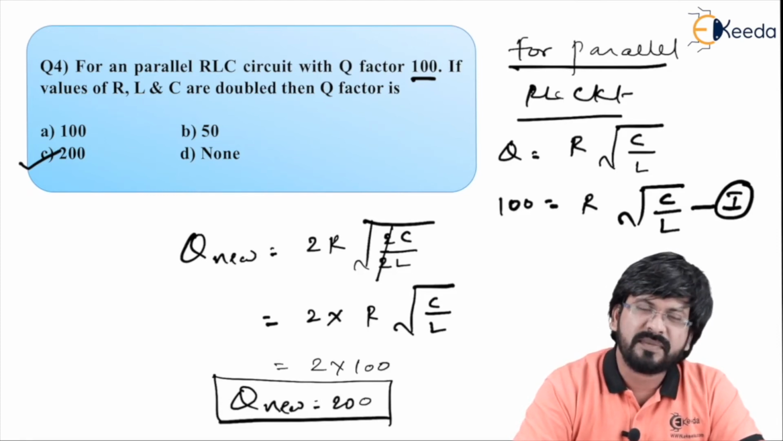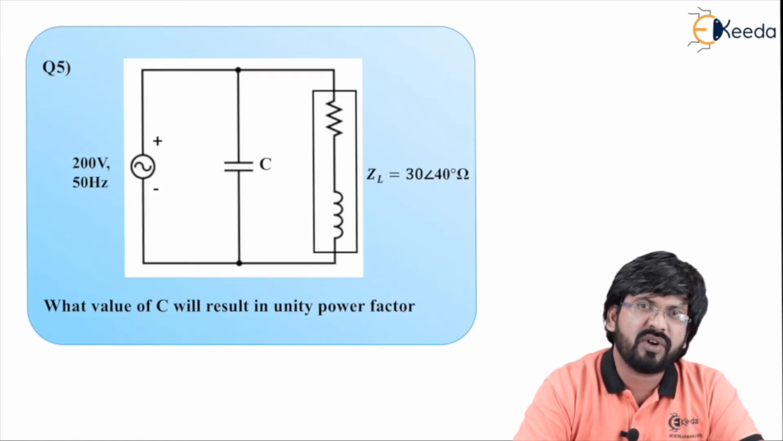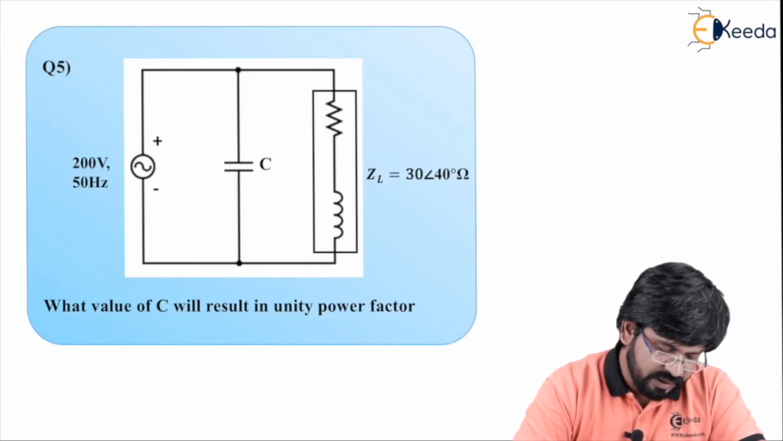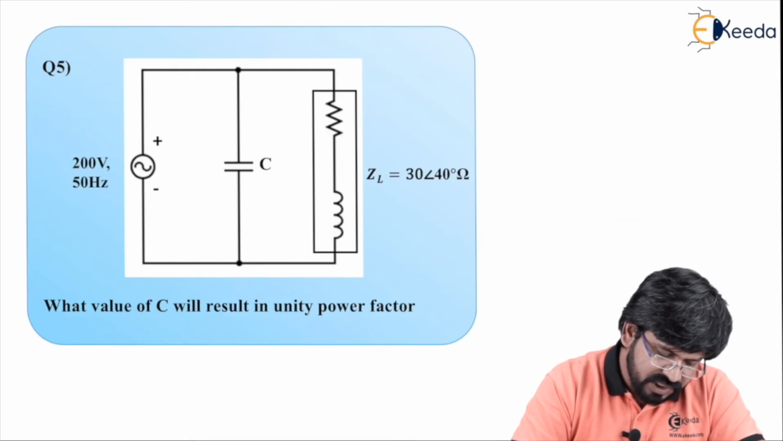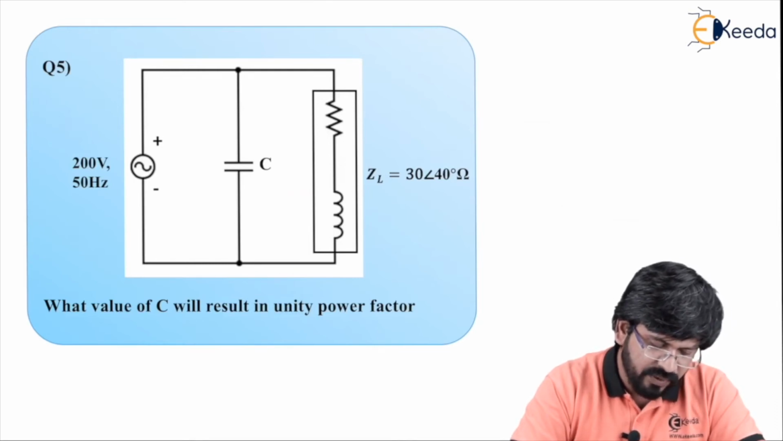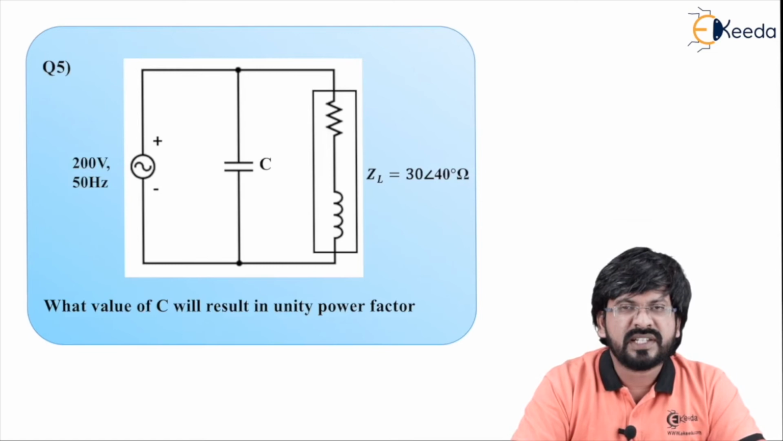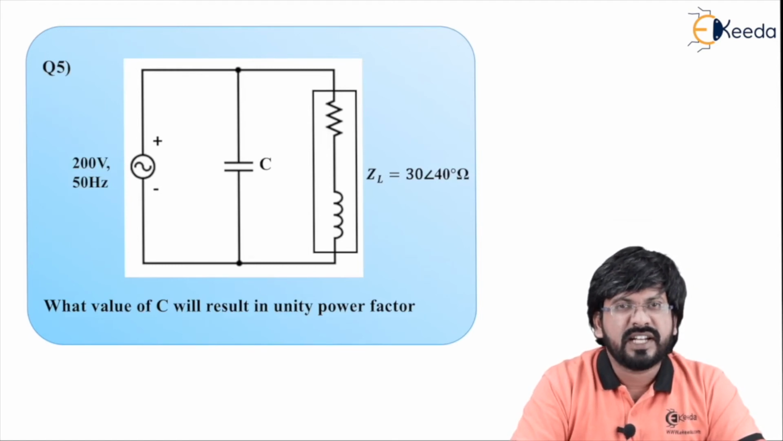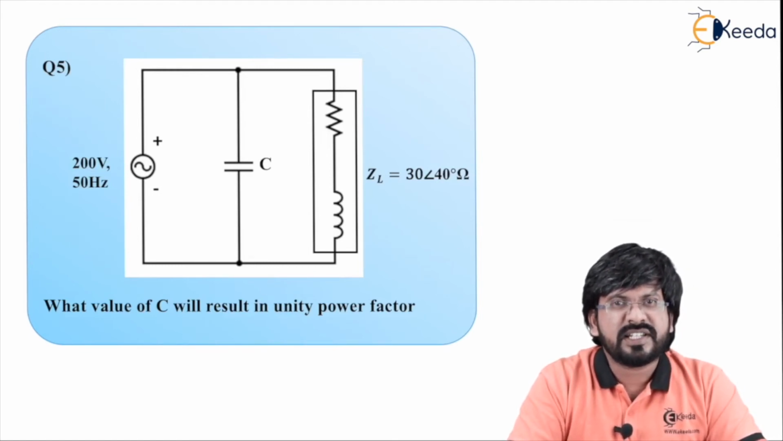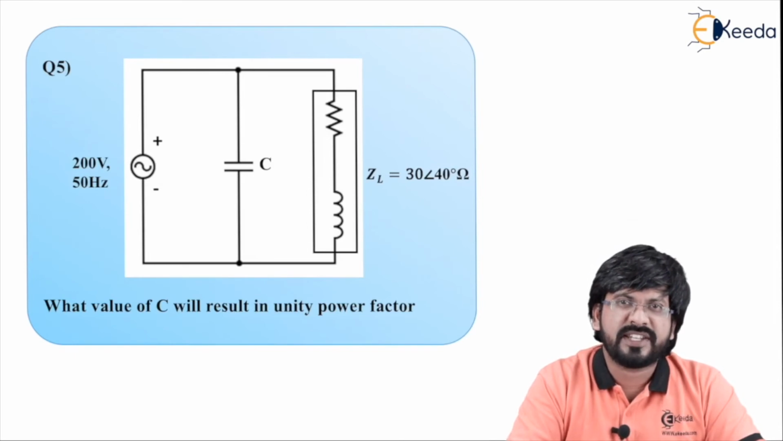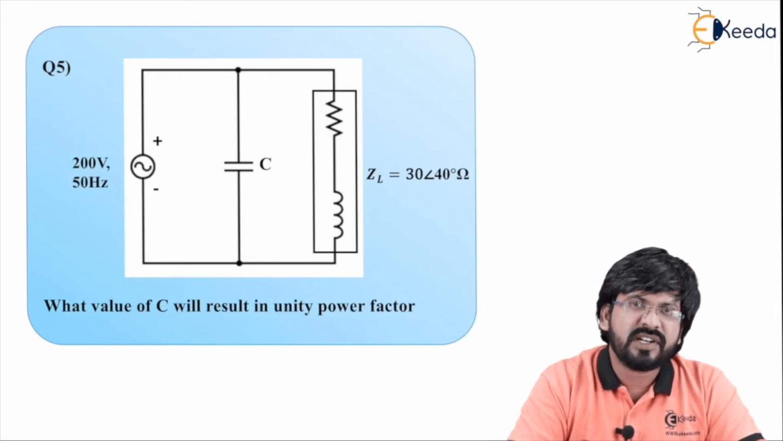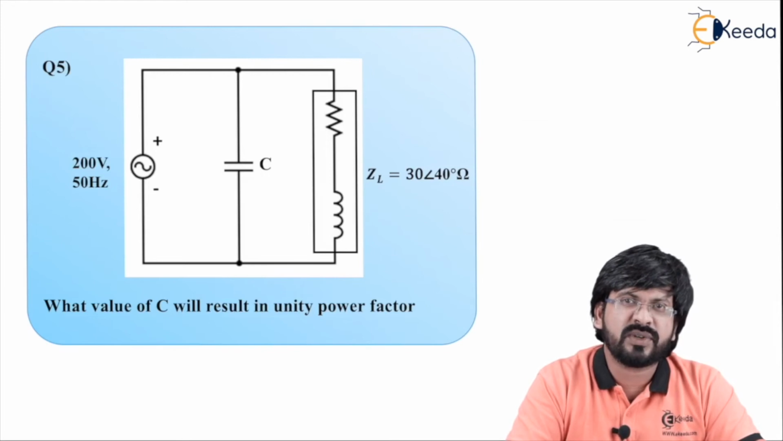Let's move to the next problem now. Question number 5 is now on your screen. It asks, what is the value of C that results in unity power factor? Please remember, these are some indications that let you know that the problem is related to a series or parallel RLC resonance circuit.